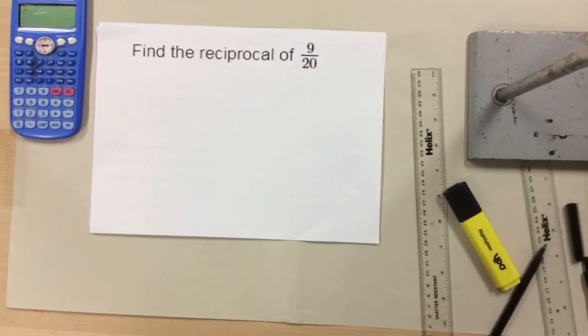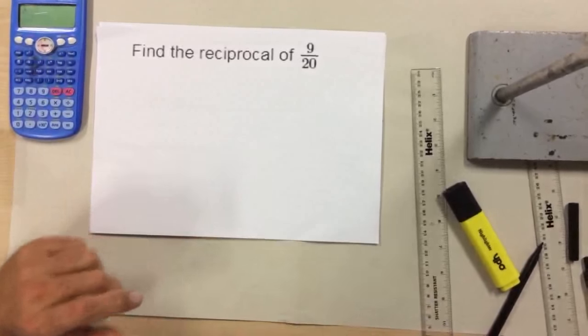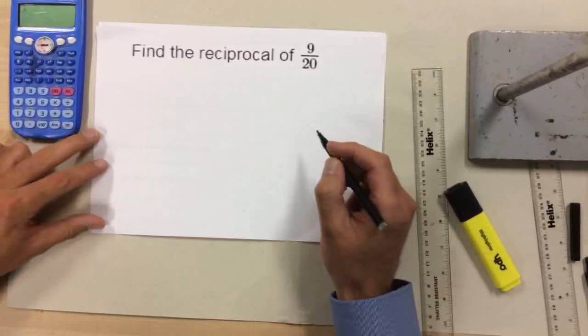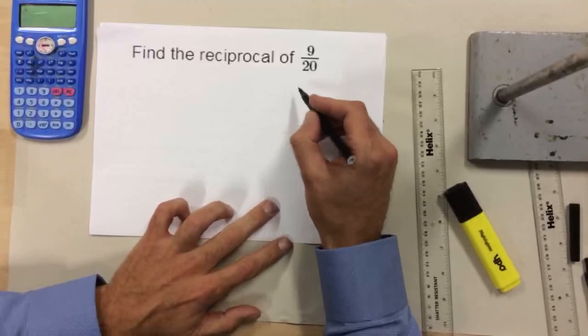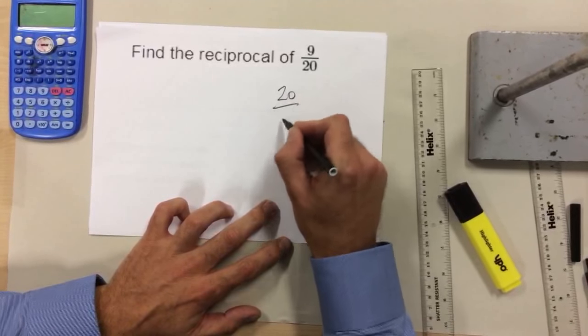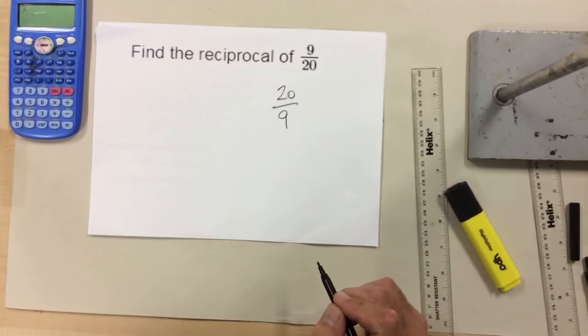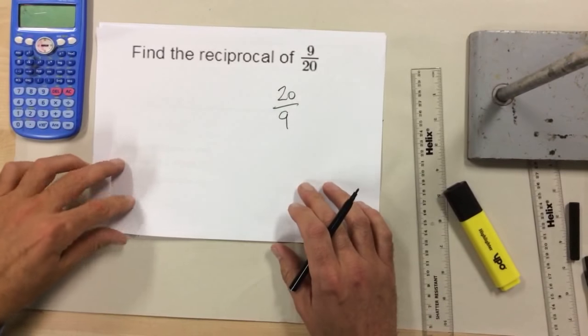So reciprocal, as we know, means to reverse the fraction if it's already in fraction form. So this one would be simply reversing it to 20 over 9. Okay, so a nice easy start.